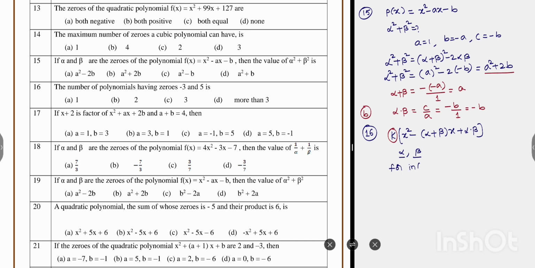For an infinite number of values of k, how many polynomials will be there? Infinite polynomials will be there. Infinite polynomials exist.